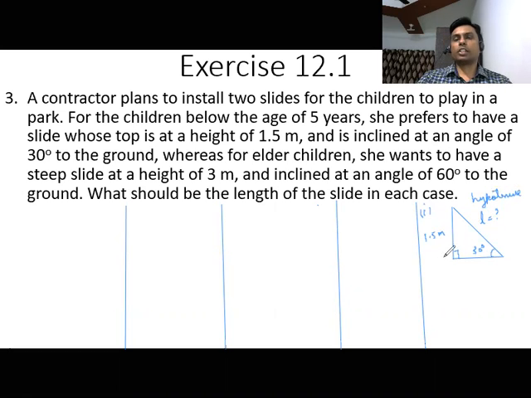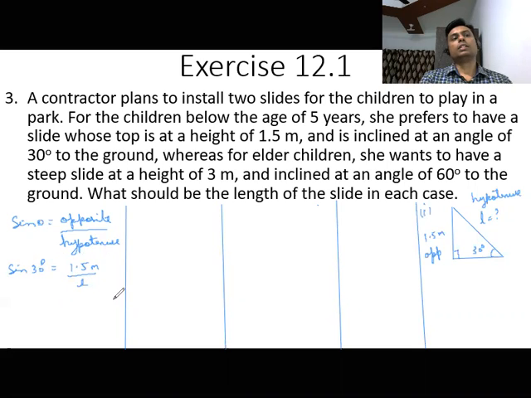So which trigonometric ratio relates opposite and hypotenuse? It is sine. So sine theta is equal to opposite by hypotenuse. Sine 30 degrees is equal to opposite 1.5 meters by L. This is the length of the slide. L you need to find. Now sine 30 we know is half. So half is equal to 1.5 meters by L.